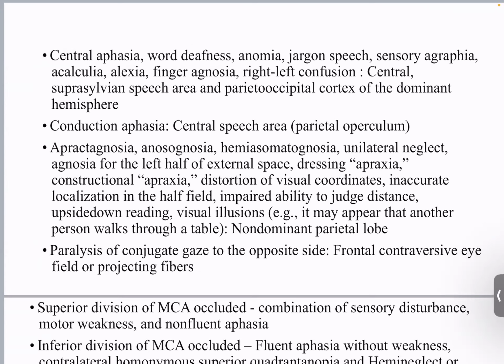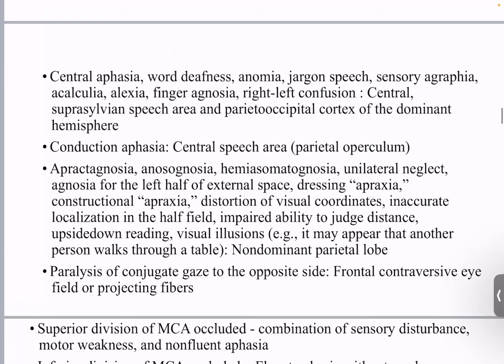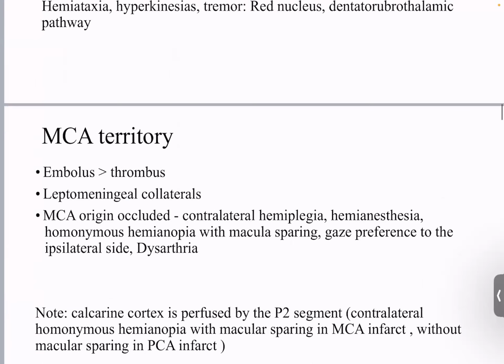If the central suprasylvian speech area and parieto-occipital cortex of the dominant hemisphere are involved, there will be central aphasia, word deafness, anomia, jargon speech, sensory agraphia, acalculia, alexia, finger agnosia, and right-left confusion. The last four features, acalculia, alexia, finger agnosia, and right-left confusion, come under Gerstmann syndrome.